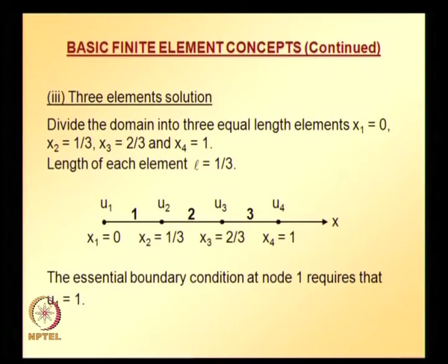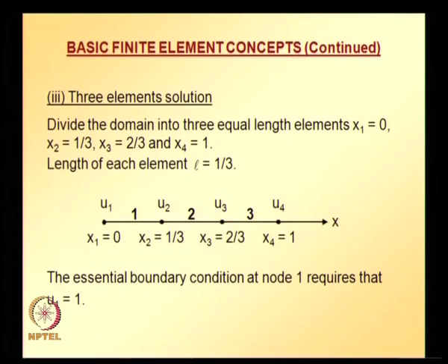So, divide the problem domain into 3 elements, each element having length 1 over 3, and all elements have the same length. The coordinates of the nodes are shown in the figure. Node 1 corresponds to x equal to 0, node 2 corresponds to x equal to 1 over 3, node 3 corresponds to 2 over 3, node 4 corresponds to 1, and the essential boundary condition is prescribed at node 1, and also the natural boundary condition, or u evaluated at x equal to 1, corresponds to u4 now.